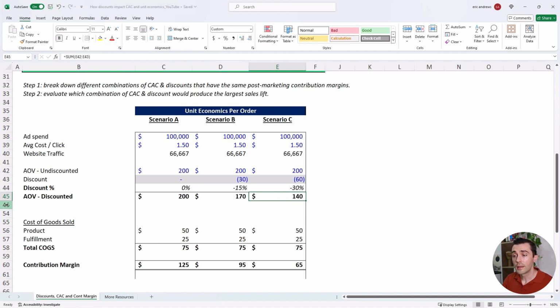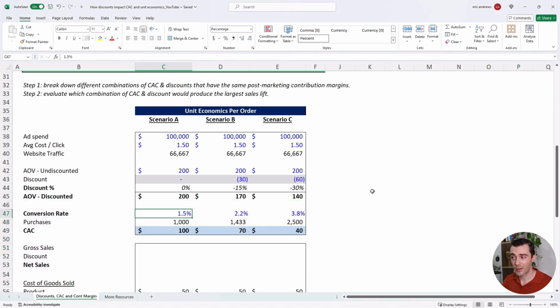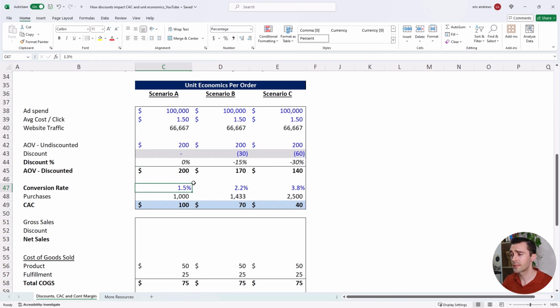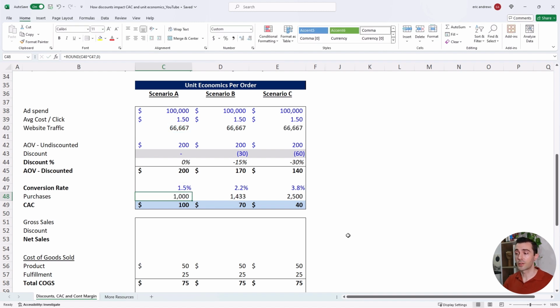So now let's talk about how your discounts impact your conversion rates and how your conversion rates impact your CAC. In scenario A, we are saying that we acquire roughly 67,000 website sessions, and our average website conversion rate, so that's just the purchases divided by the total website traffic, is 1.5%. So 1.5% of our website visitors buy something. What that means is if you say, okay, 1.5% of 67,000 people buy something, you get 1,000 purchases.